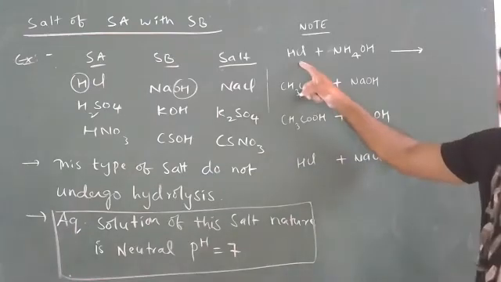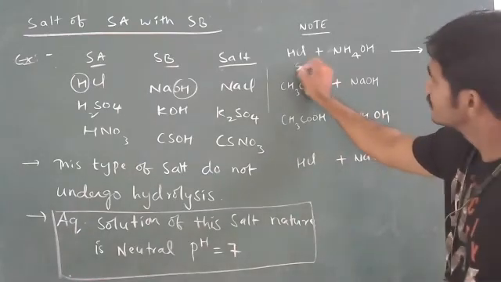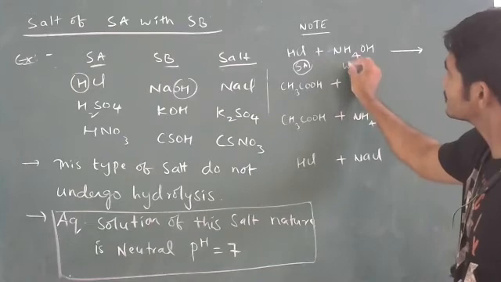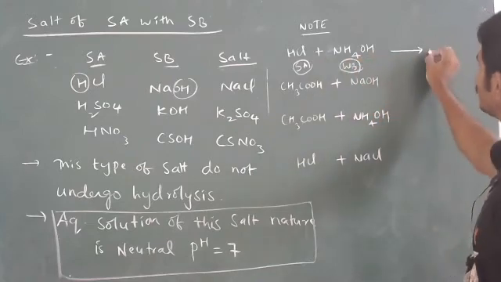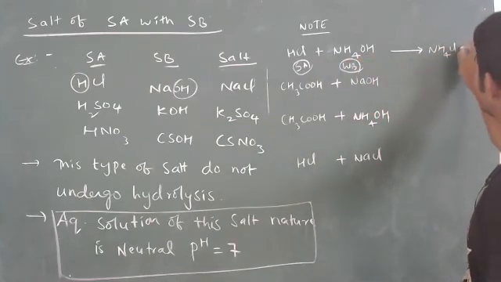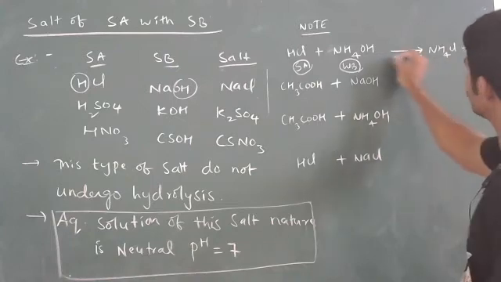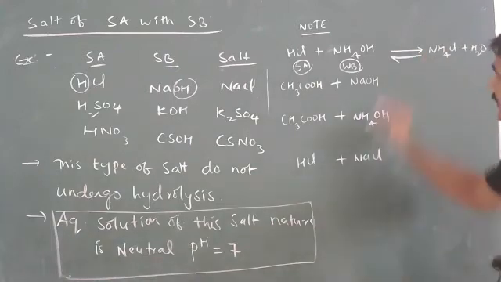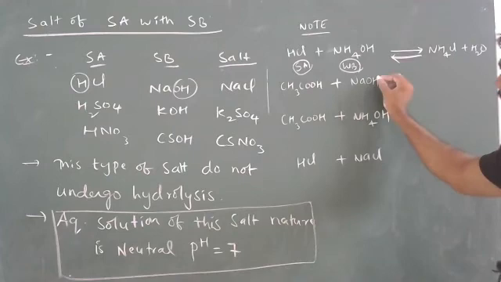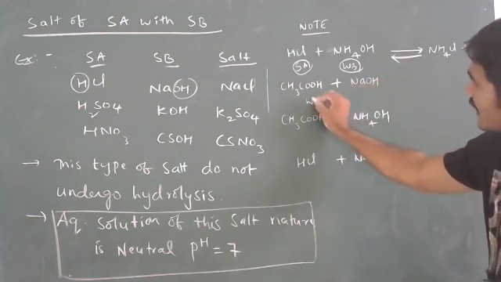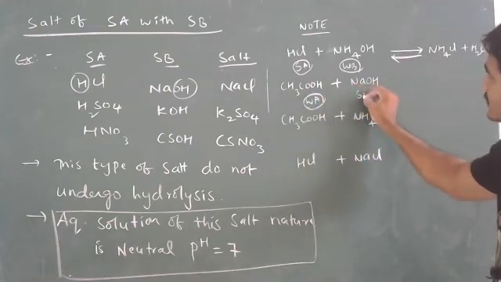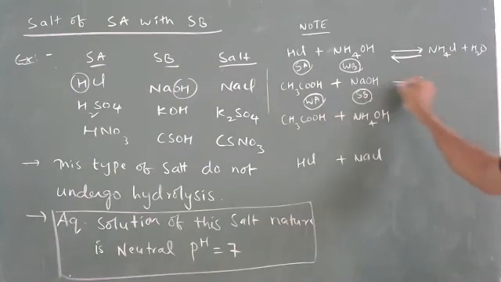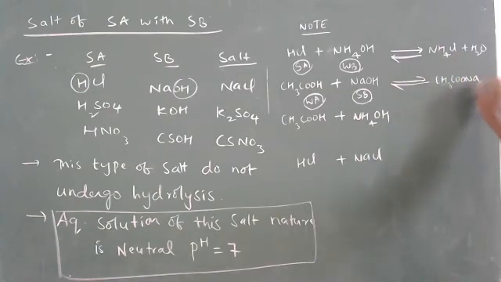If you see this, HCl is a strong acid and NH4OH is a weak base. So it undergoes neutralization, it can form NH4Cl plus water. It is a reversible reaction. And this is a weak acid, strong base. This is also reversible, forming CH3COONa plus water.